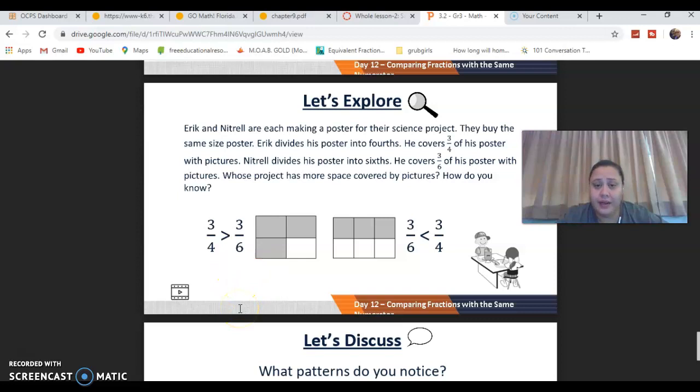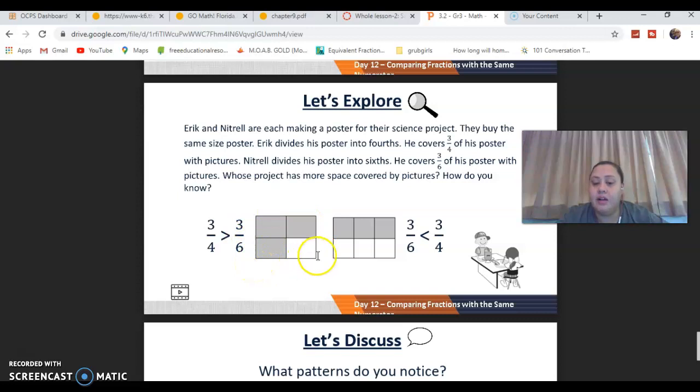Now for review, we know that the denominator tells us how many parts we're going to cut the whole. The numerator tells us how many parts we're shading. So in this example, Eric's poster has been cut into 4 equal parts. And of those 4 equal parts, 3 of those parts were shaded. And here is a picture of that example.